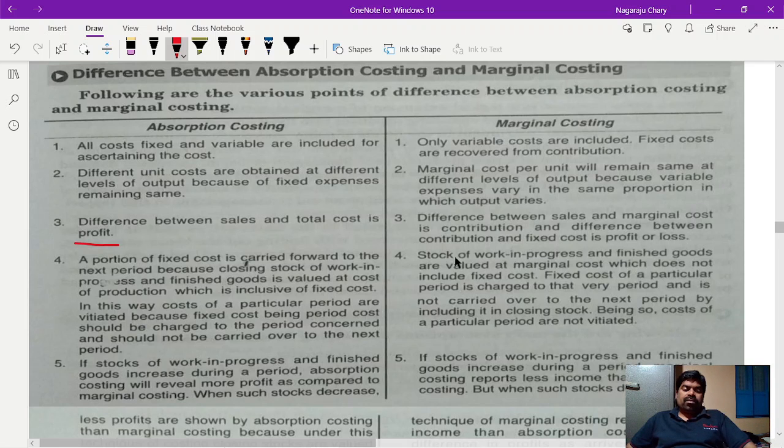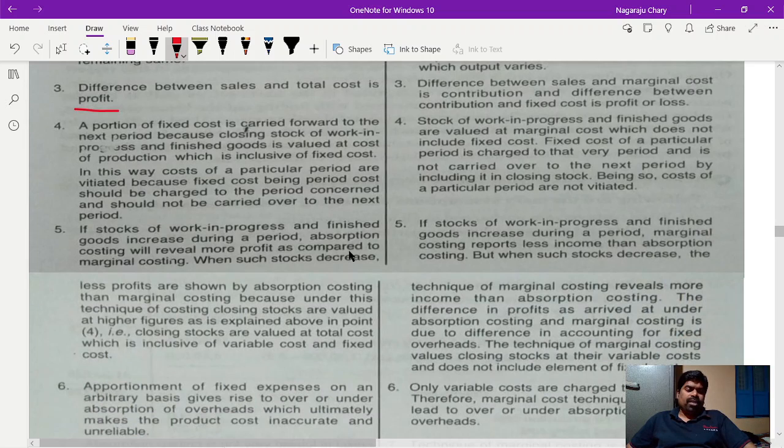Next, a portion of fixed cost is carried forward to the next period because closing stock of work in progress and finished goods is valued at cost of production, which is inclusive of fixed cost. In this way, costs of a particular period are vitiated, because fixed cost, being period cost, should be charged to the period concerned and should not be carried over to the next period.